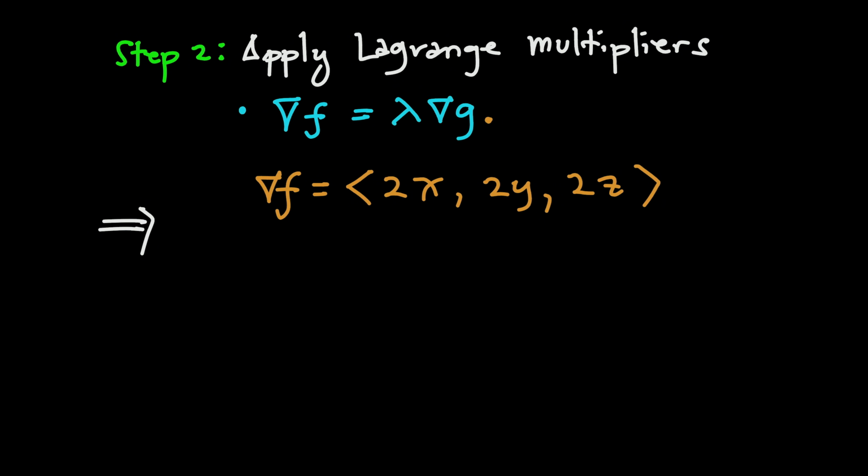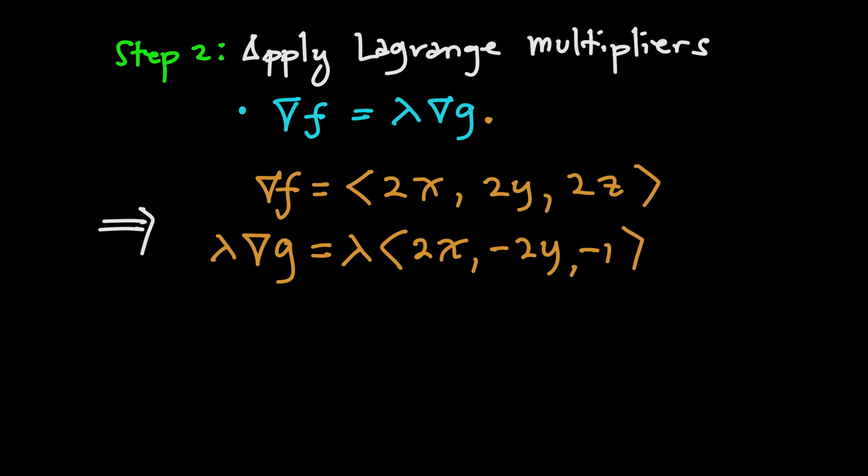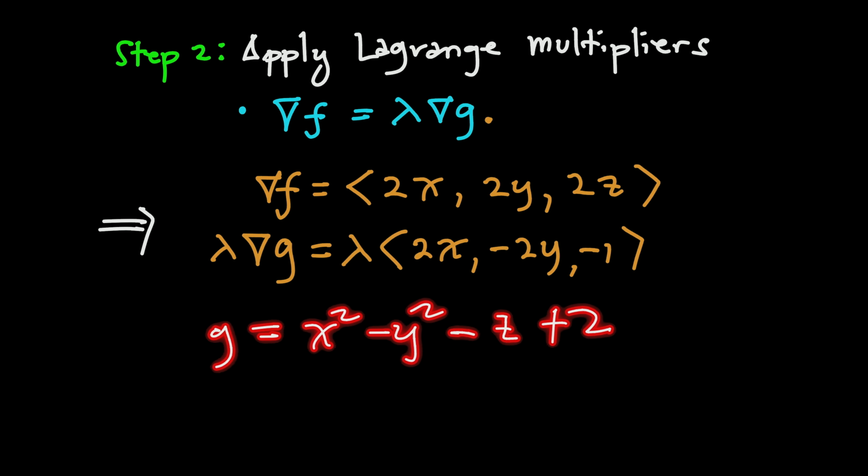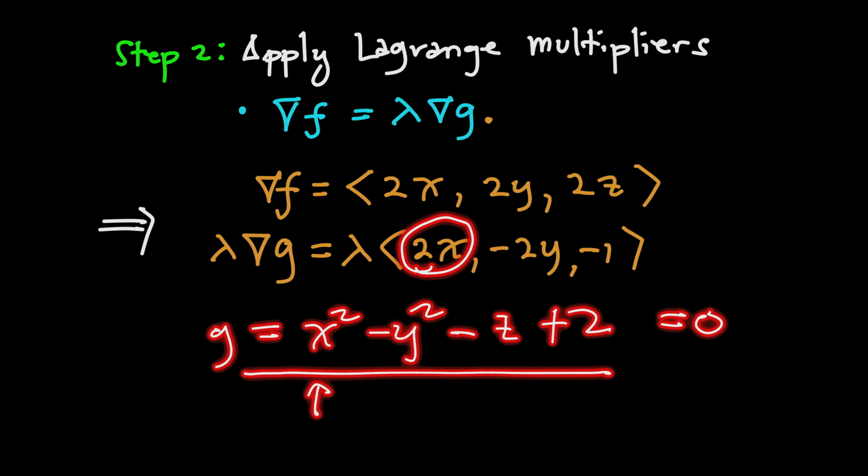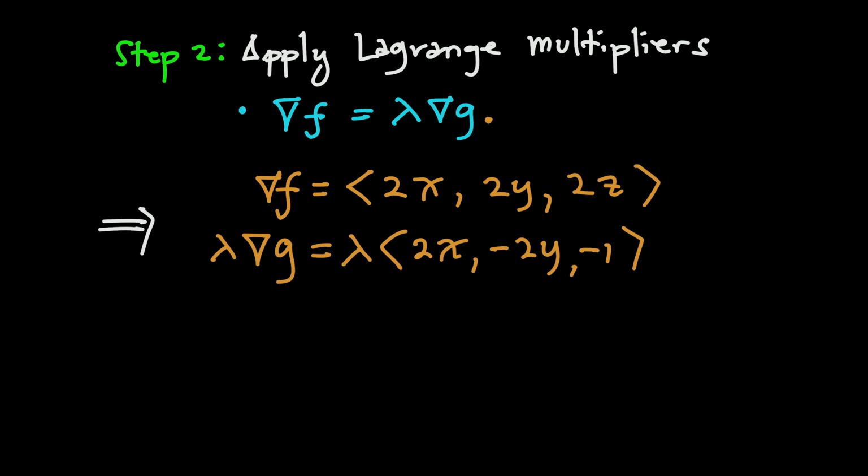And for the constraint, here our g is equal to x squared minus y squared minus z plus 2 equals 0. So when you differentiate this with respect to x, you will have 2x, which is the input for this first component. Differentiating with respect to y, you will have negative 2y. So that's why you will have this one. And for z, you have negative 1.